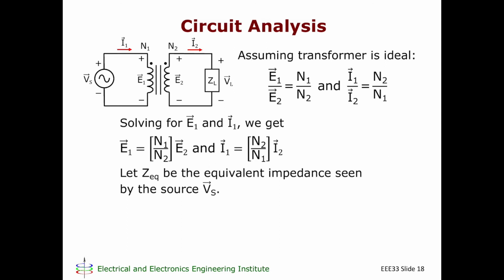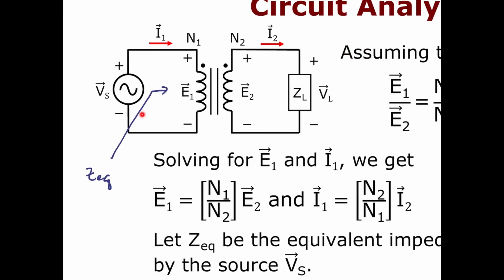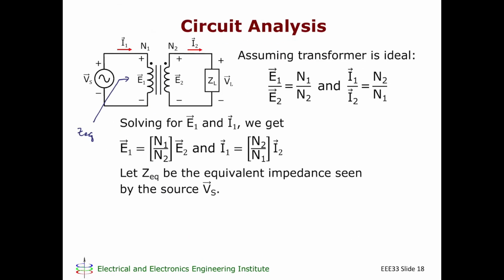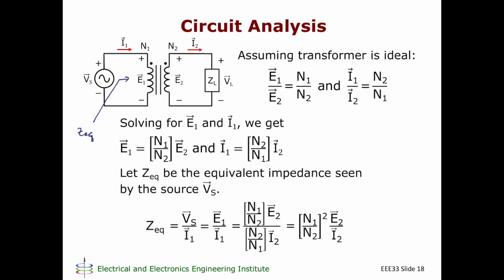Now let Z equivalent be the equivalent impedance seen by the source V sub S. In other words, Z equivalent is the impedance seen by V sub S at its terminals. Z equivalent would be equal to V sub S divided by I1. But V sub S over I1 is just E1 over I1. And if I substitute these quantities into that expression, I'm going to get Z equivalent is equal to N1 over N2 squared times E2 over I2. So I wrote that again here.